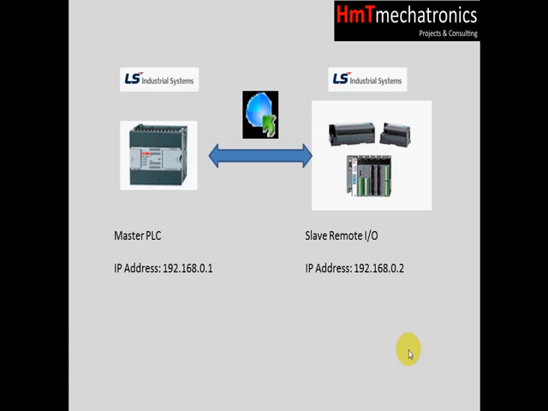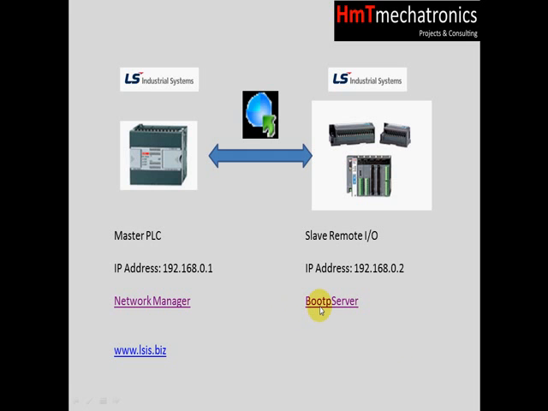Both devices must have unique IP addresses, and therefore we are going to give the PLC an IP address of 192.168.0.1, and for the remote I/O we're going to give it 192.168.0.2. We're going to use two different software packages to set up these IP addresses. In the PLC side we're going to use Network Manager, and on the remote I/O side we're going to use Modbus Server. Both these packages are downloadable from LSI's website, which is www.lsis.biz.